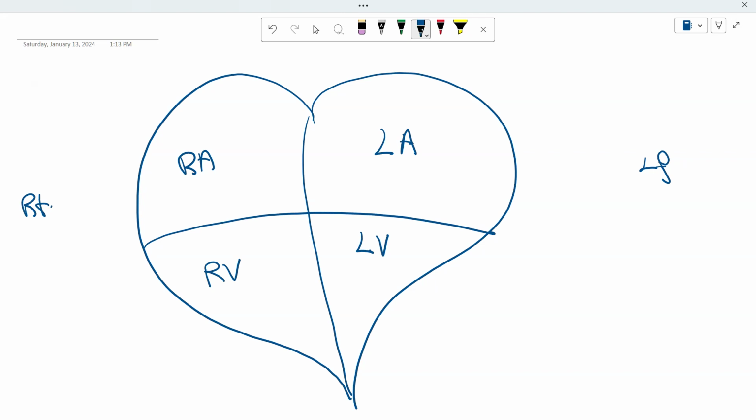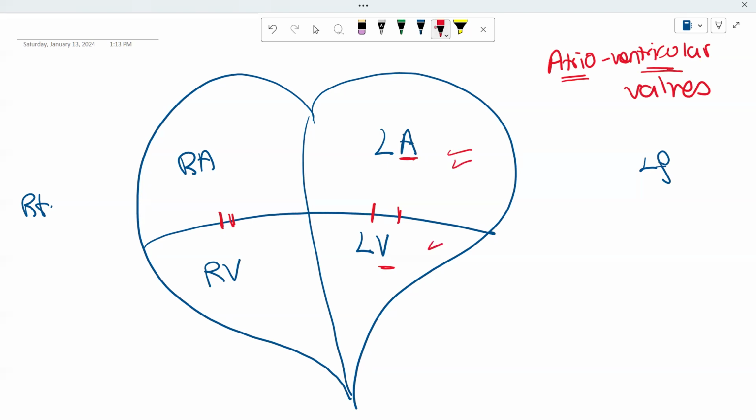Inside the heart, I have doors. I have valves. These valves control the direction of the flow of the blood. I have 2 valves here below between the atria and the ventricles called the atrial, they're called the atrial what? Ventricular valves. Why are they called atrioventricular? They are divided into 2 words, atrio and ventricular, because they are found in between the atrium and the ventricles. That's why they're called atrioventricular valves.